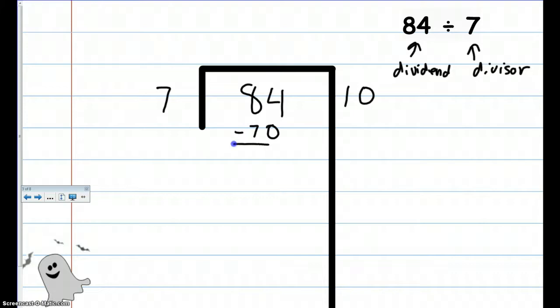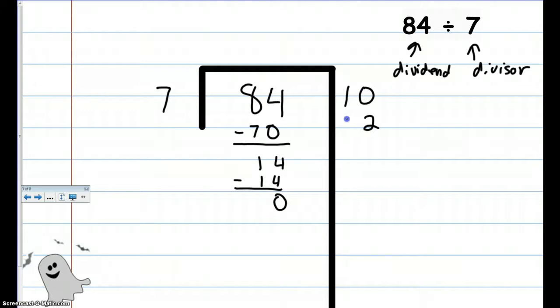So I'm going to subtract 4, and 8 minus 7 is 1. So 7 times this number 10 that I put on the outside equals 70, which I put underneath the house with the number 84, and I subtracted. And now I have the number 14. How many times does 7 go into 14? Well, I know that that's 2. So I know 7 times this 2 on the outside equals 14. And then I subtract and I get 0.